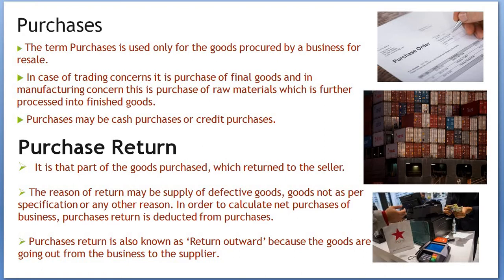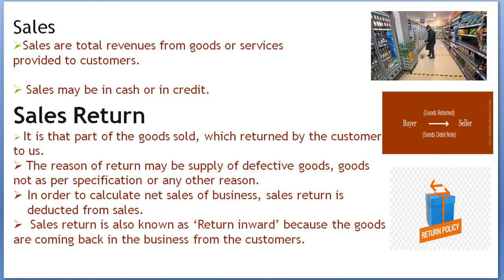Because the goods are going out from the business to the supplier. Now next, sales. Sales are the total revenue from goods or services provided to the customer. Whenever the businessman sold the goods to the customer, that is known as his or her sales. Sales may be in cash or in credit.